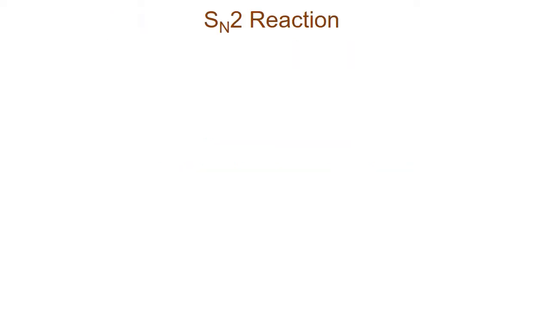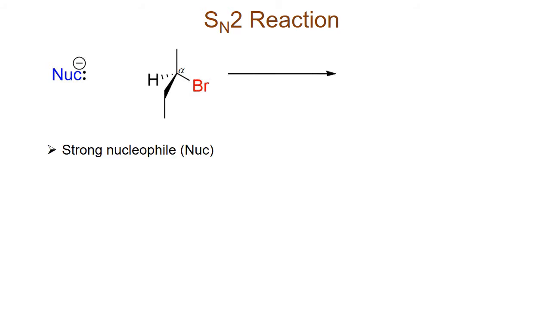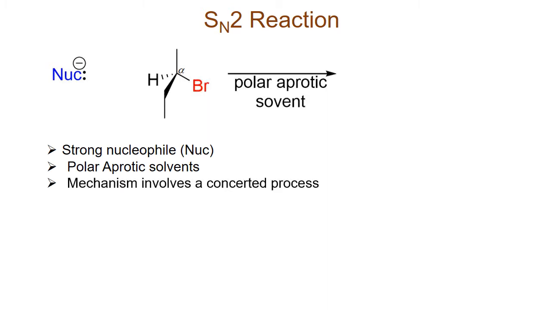An SN2 reaction is the reaction between an alkyl halide and a nucleophile. The nucleophile in this reaction is usually a strong nucleophile, and the reaction is facilitated in polar aprotic solvents. As far as the mechanism of the reaction is concerned, it involves a concerted process. This means that all bond forming and bond breaking events take place in a single step.